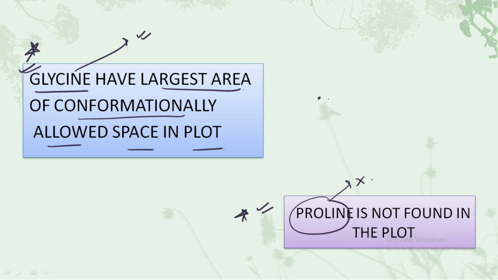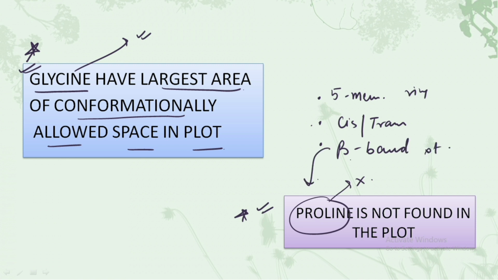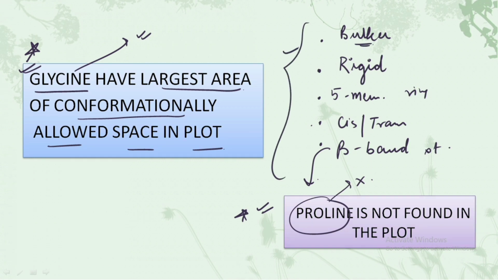We have already discussed two reasons. The first was that it is a 5-membered ring, and the second was that it has both cis and trans conformations present. In addition, we have to remember that there is a beta bend found, a type of structure found specifically in proline, and because of that it is not found in the Ramachandran plot. The next important property is that it is rigid in nature, and finally that it is a bulkier amino acid. You have to remember these various features.